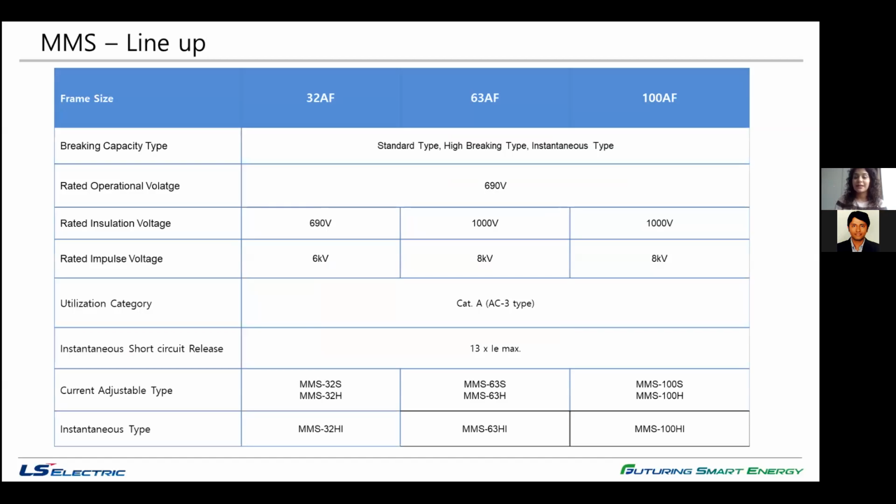Talking about the product lineup, we have 3 ampere frame size, 32, 63, 100, 3 types of braking capacity type. The rated installation voltage above 32 ampere frame size is 1000 volt, and similarly impulse voltage above 32 ampere frame size 8 kilovolt. Utilization category is category A for the AC3 duty type.